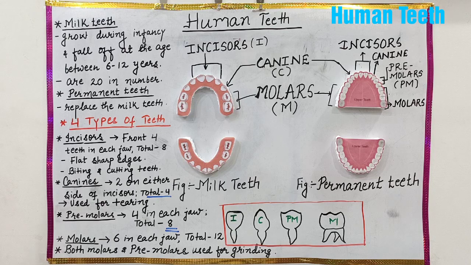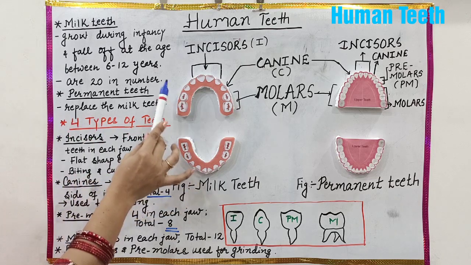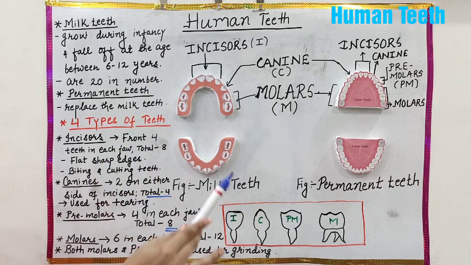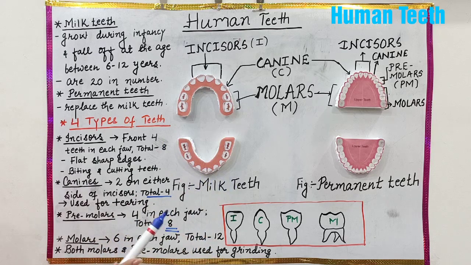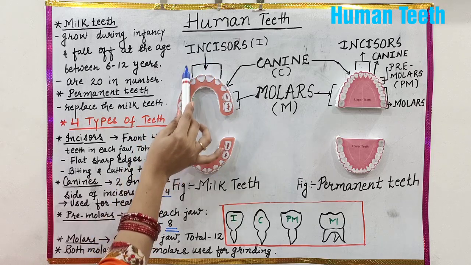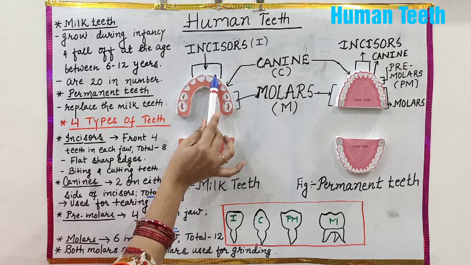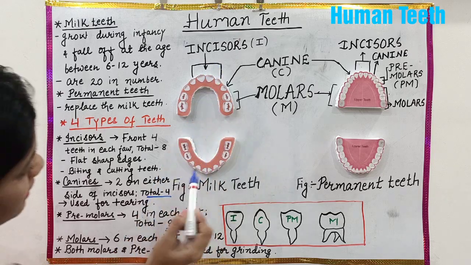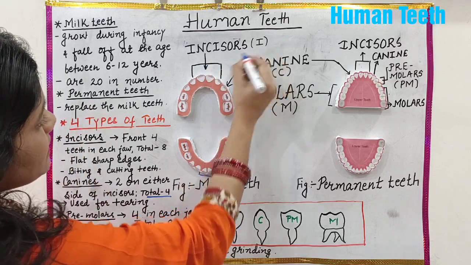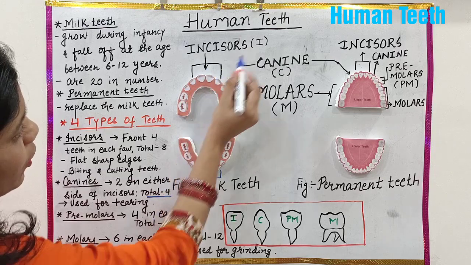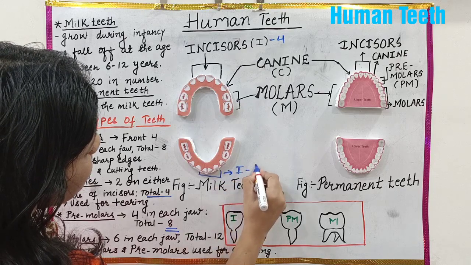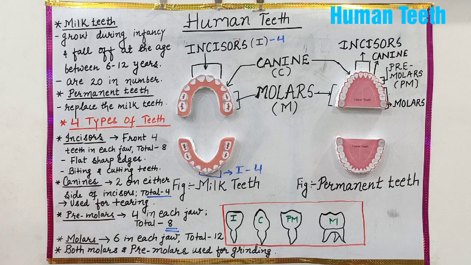So now we will see which kind of milk teeth are present in humans, and we will study the type of teeth with reference to the permanent teeth. So if we see the milk teeth, there are four incisors. You may see the front four teeth on the upper jaw and the front four teeth on the lower jaw. These are the incisors. So there are four incisors on the upper jaw and four incisors on the lower jaw. So there are a total of 8 incisors.